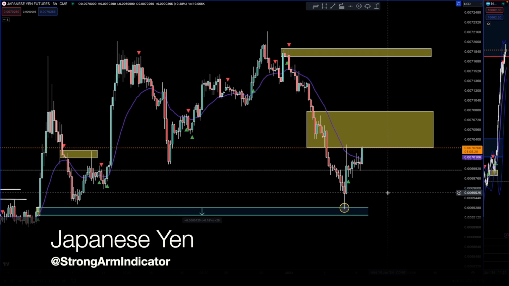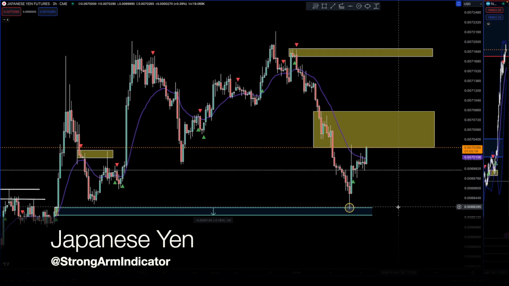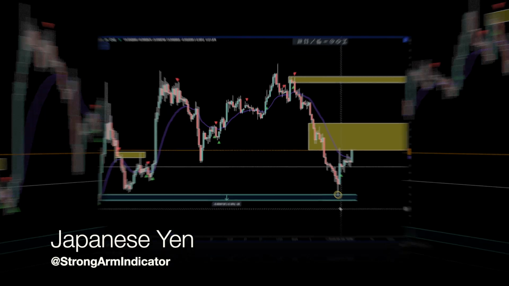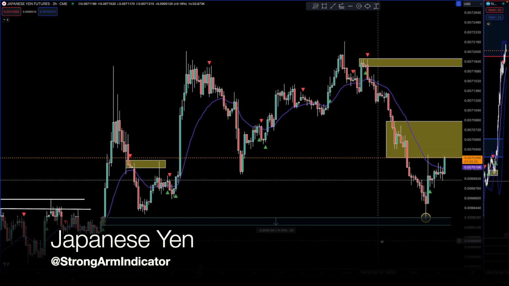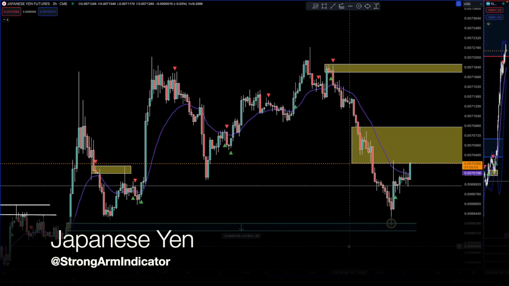Alright, so this is how you utilize the strong arm indicator to strong arm these markets. There's not too many people out there that strong arm these markets the way we do over here.